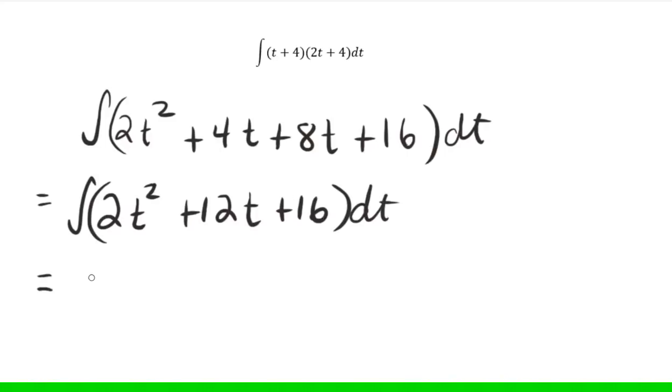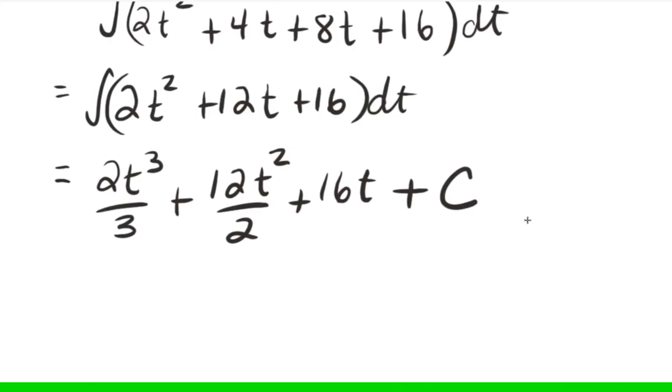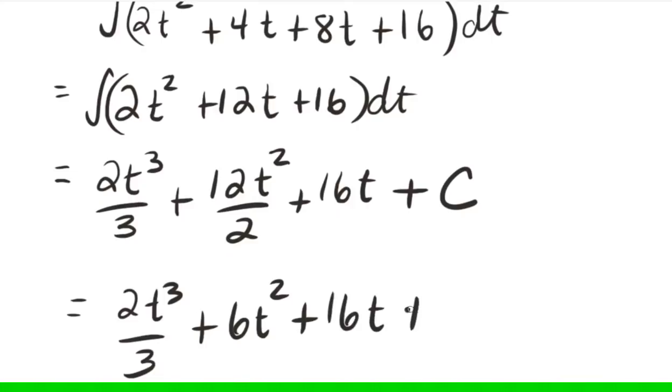And you know how to take the antiderivative of this, so you actually know how to take the indefinite integral of this. That would be 2t to the third divided by 3 plus 12t squared divided by 2 plus 16t. And we can't forget that constant that we need to add, because you know that if you take the derivative of that constant, you'll get 0. And we can just simplify one more time. 2t to the third over 3 plus 6t squared plus 16t plus that constant c.